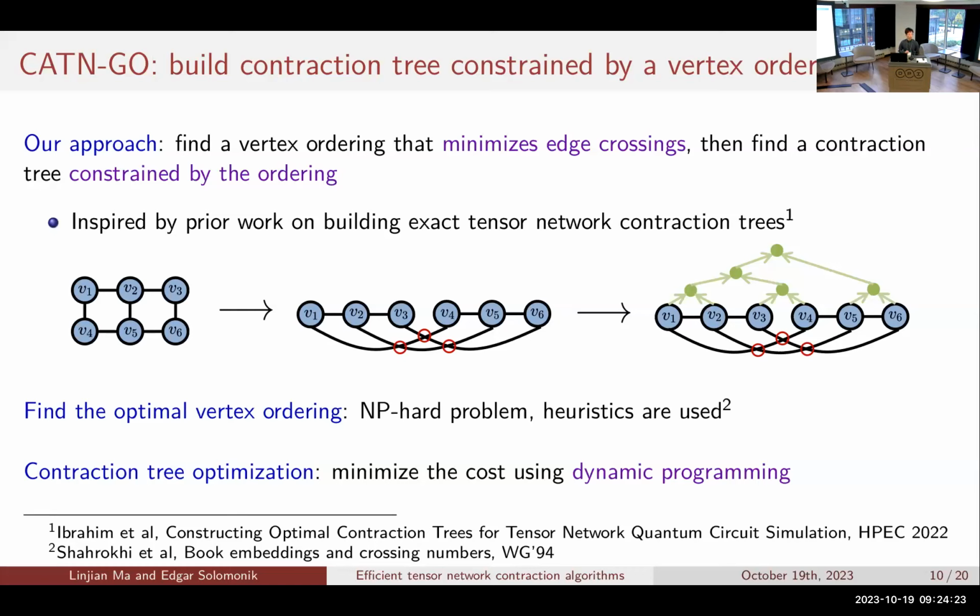Finding the optimal vertex ordering that minimizes the edge crossing is a very hard problem. And here we use a heuristic called recursive bisection to generate the ordering. Recursive bisection is a heuristic that is widely used in generating vertex ordering with different objectives. Once we get the vertex ordering, we then generate the contraction tree by using dynamic programming and minimizing some cost metrics. And here, due to the time limit, I skip the details about the dynamic programming algorithm.